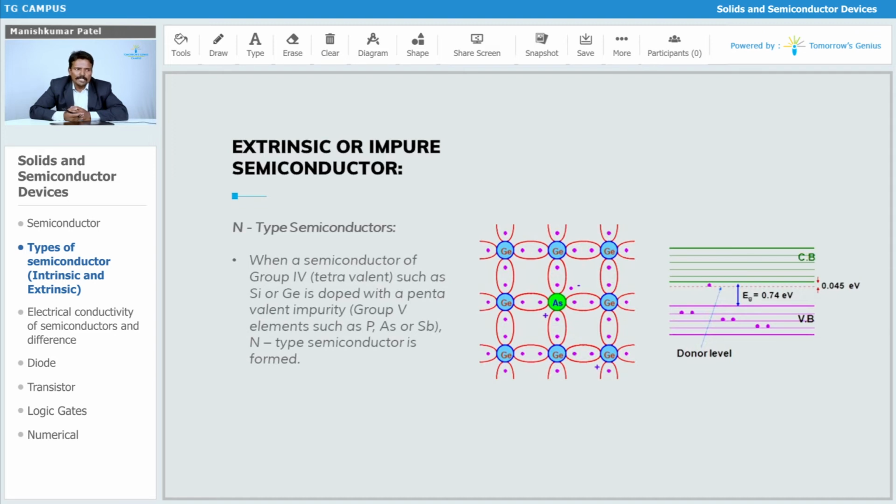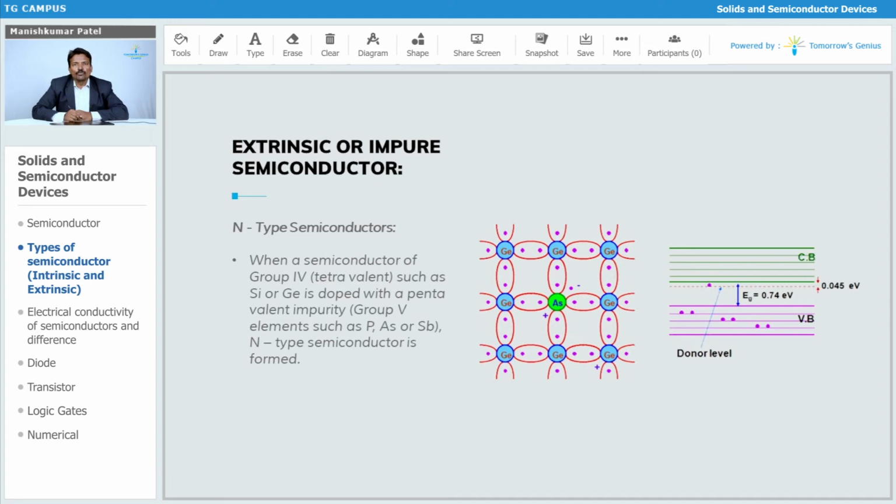Now what is the property of group 5? There are 5 electrons in its outermost shell. The one which I have shown over here, As, is having 5, definitely you can say that. That is how we can show this N-type semiconductor over here.